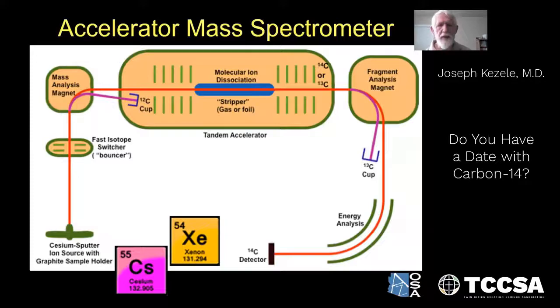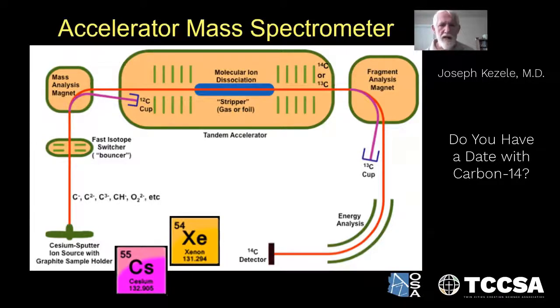And so the cesium atoms are used to bombard electrons onto the carbonized graphite specimen in this very strong electromagnetic field. The carbon 12, 13, and 14 atoms are sorted out because of their different mass. Having that extra neutron or two extra neutrons makes all the difference in this device, so that the heavier ones, carbon 14, go the furthest, carbon 13 in the middle, and then carbon 12 is the first one. You see where it says carbon 12 cup, carbon 13 cup, and carbon 14 cup.